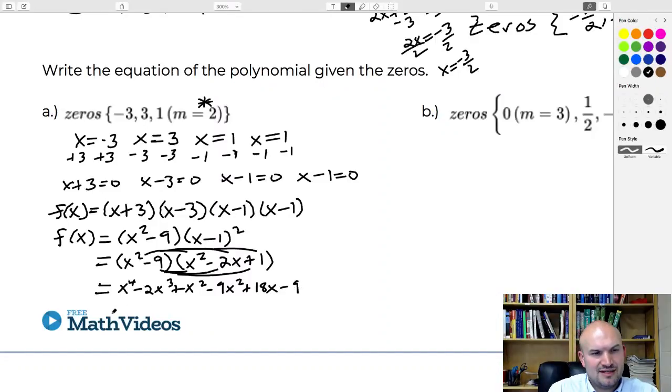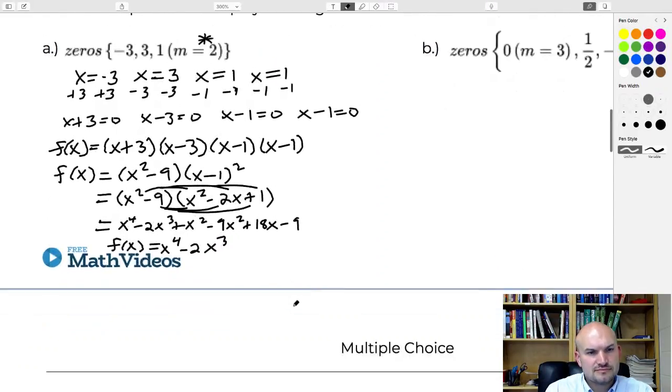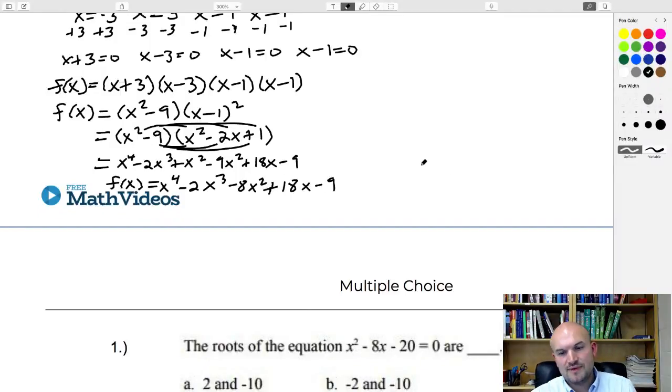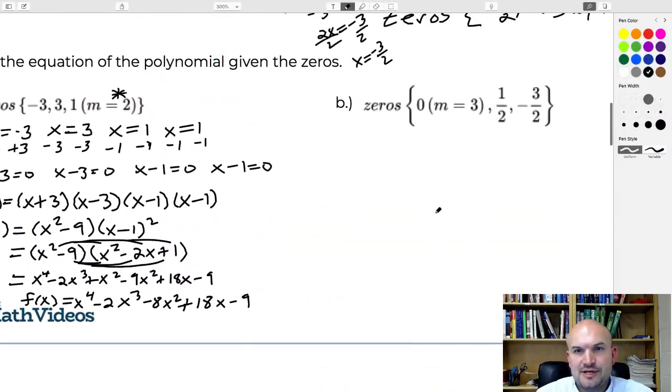And then my final answer is just going to be a simplified version of that. So x to the 4th is a lone term. I don't have any more cubic terms, so that's going to be a minus 2x cubed. You can have x squared minus 9x squared, which is going to be a negative 8x squared. I only have one linear term, so that's going to be plus 18x, and then minus 9. All right, cool. Let's get into the last example here.